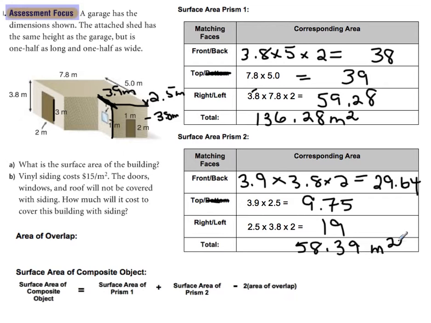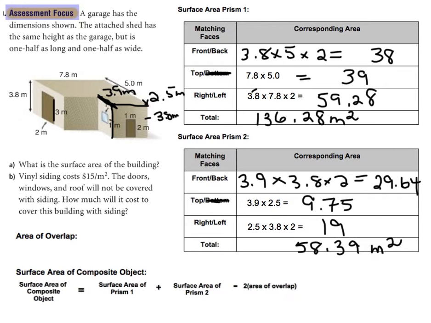Because it's surface area. I'm just going to double check my answers again. Very easy to make a mistake. Hopefully I haven't made one yet. And I got 58.39. So all my calculations are good.